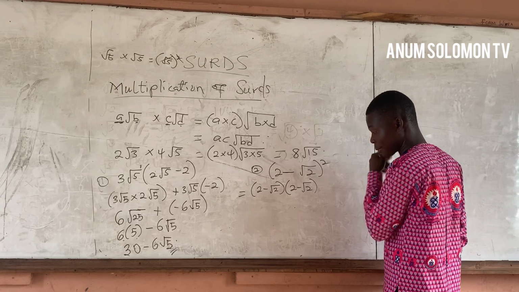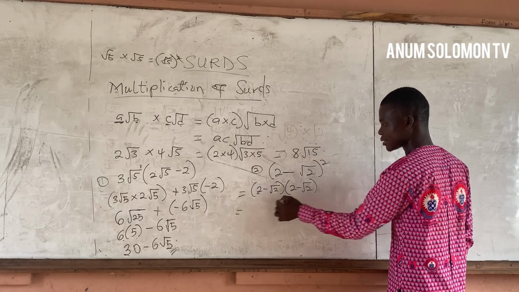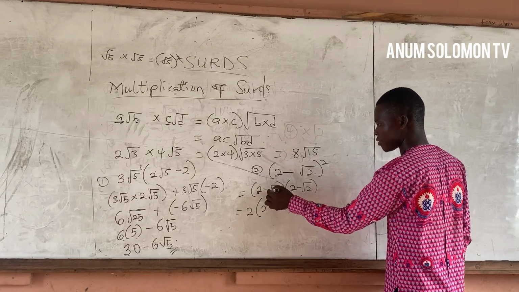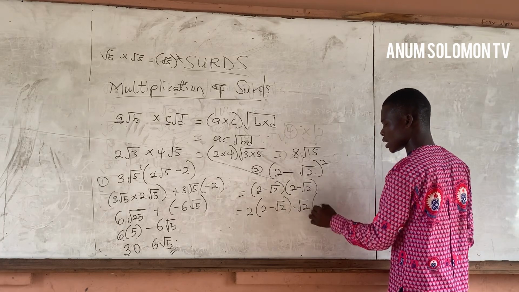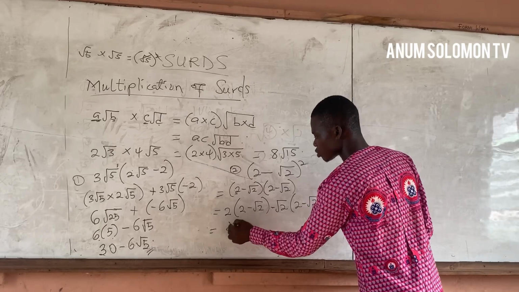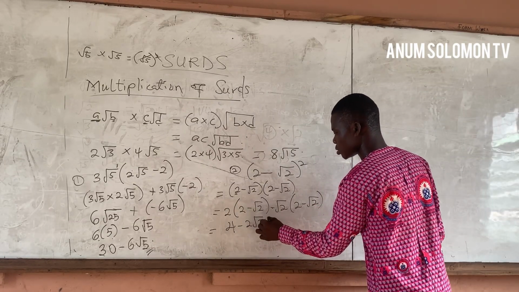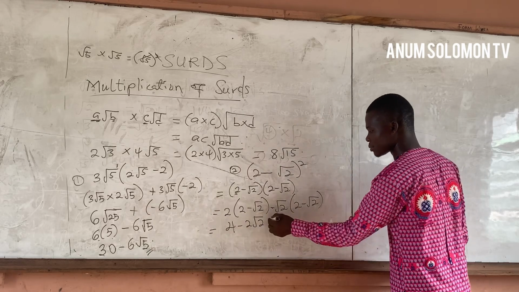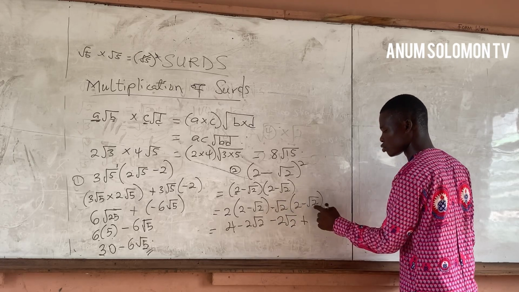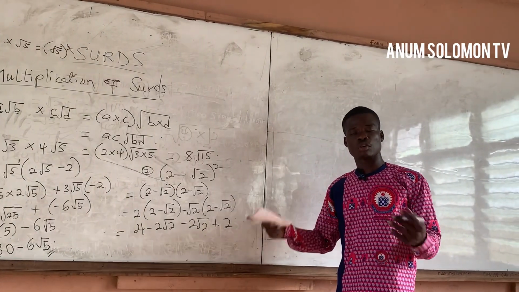So we have to take our time and expand this bracket, taking the term here to expand each of the terms here. You have 2 times 2 minus root 2. After that, take the minus root 2 times 2 minus root 2. So we have 2 by 2 is 4. 2 by minus root 2 is minus 2 root 2. Minus root 2 times 2 is minus 2 root 2. Negative by negative is what? Positive. Root 2 by root 2 is what? 2.